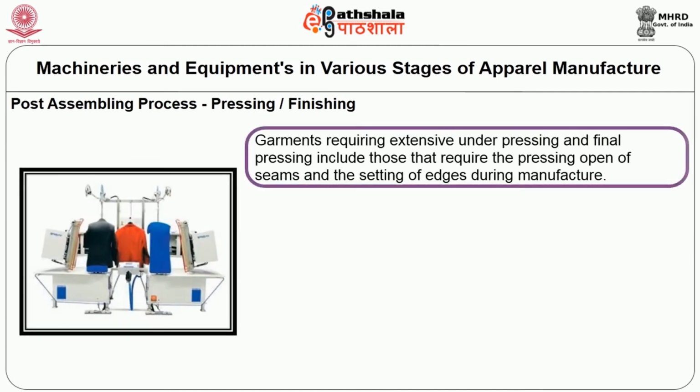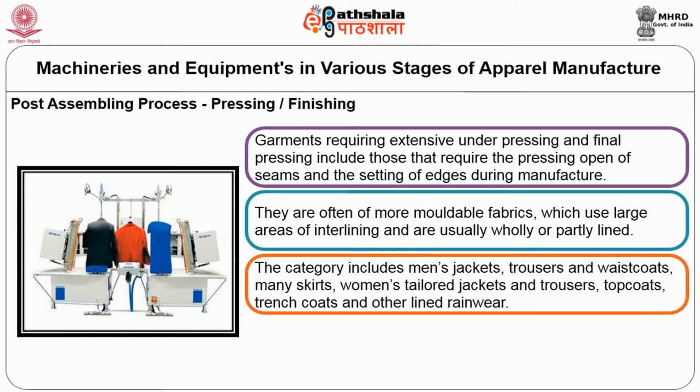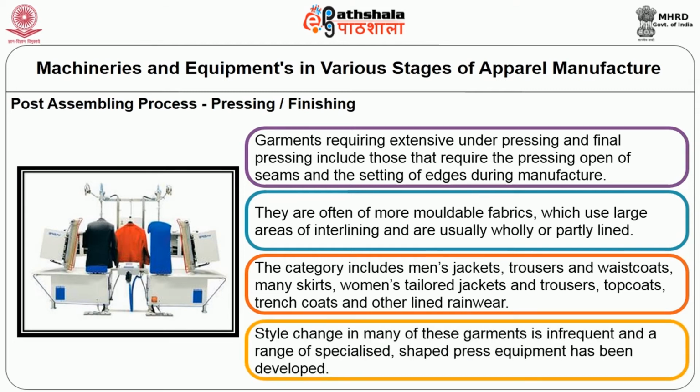Garments requiring extensive underpressing and final pressing include those that require the pressing open of seams and the setting of edges during manufacture. They are often of more moldable fabrics which use large areas of interlining and are usually wholly or partly lined. The category includes men's jackets, trousers and waistcoats, many skirts, women's tailored jackets and trousers, top coats, trench coats and other lined rainwear. Style change in many of these garments is infrequent and a range of specialized shaped press equipment has been developed.